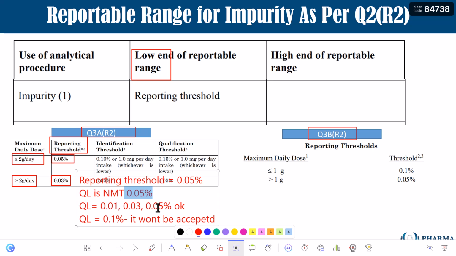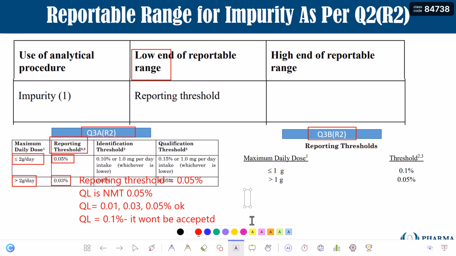You can define the linearity starting from that particular concentration until your highest end. We'll talk about the high end very soon. You can understand whether your method is precise, accurate, and specific at this low end concentration. Now, how to understand this 0.05%? Let us assume that the quantitation limit is 0.05%. So how to understand the concentration in terms of microgram per ml?